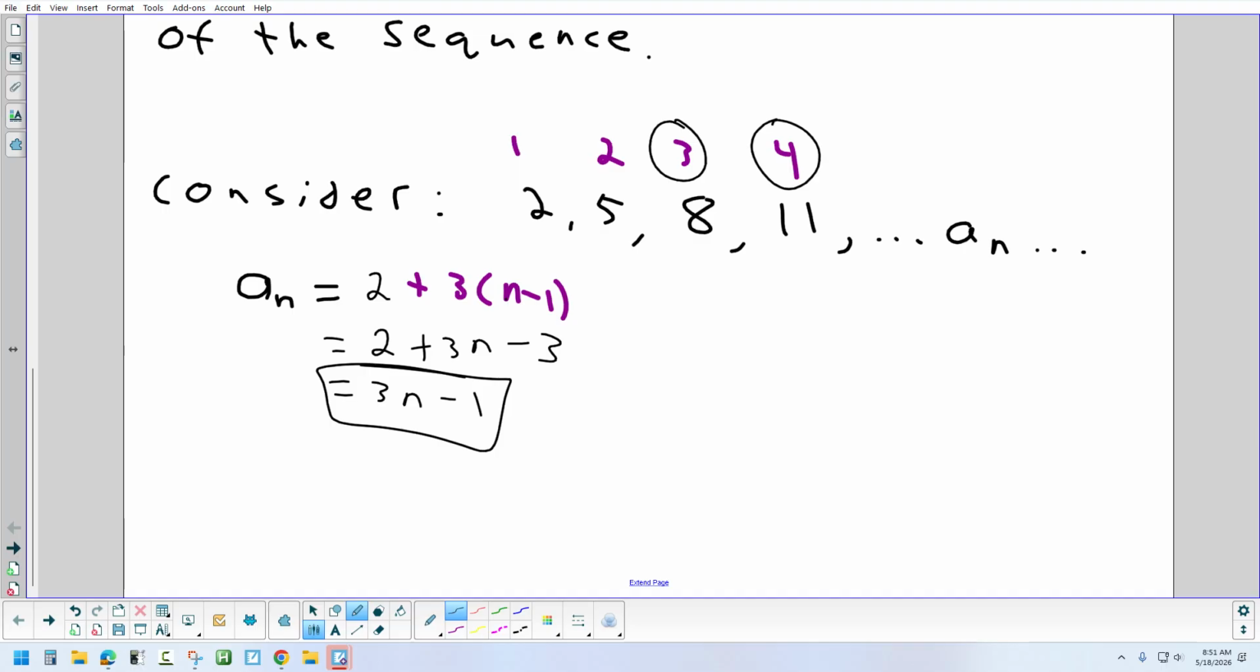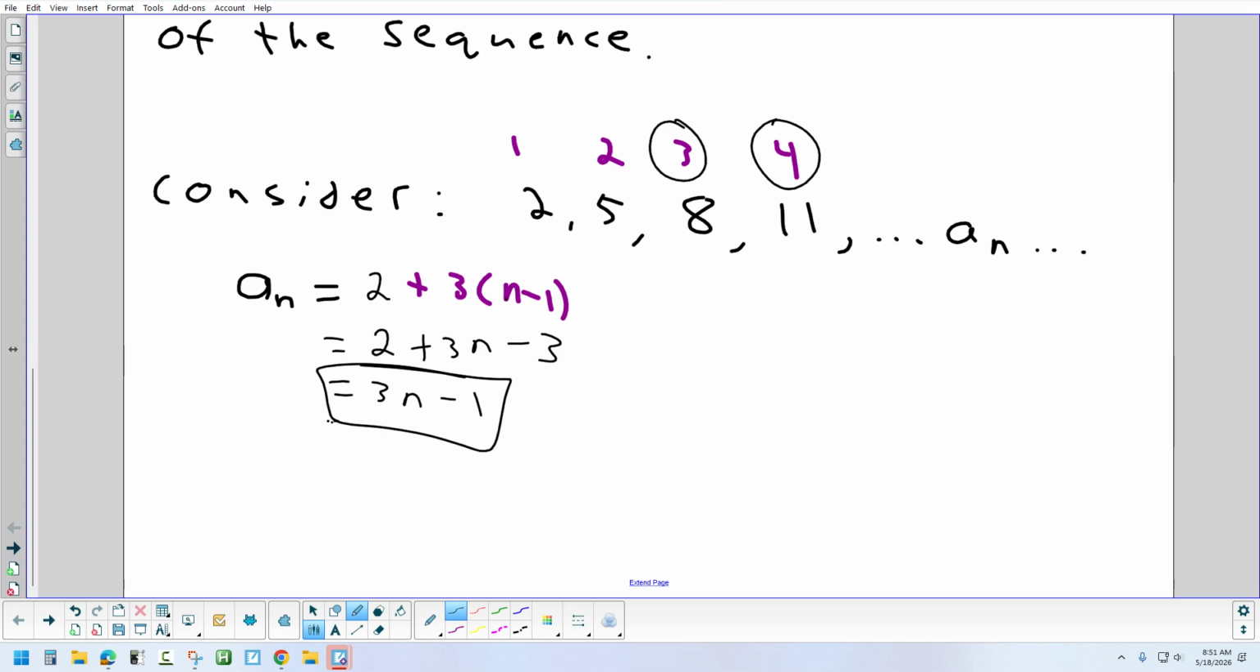So if I wanted the 200th term, I could very easily figure that out. Triple it, 600 minus 1, 599. So the 200th term in that sequence would be 599. So that's a very good formula. That's the best way we can come up with a formula there.